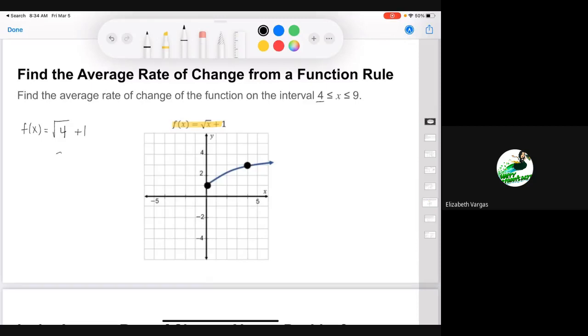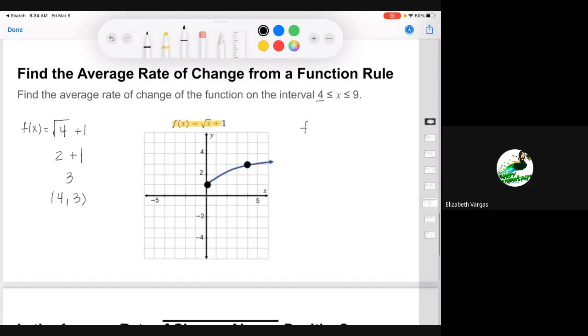The square root of 4 is 2. So 2 plus 1 gives me 3. So whenever my x is 4, my y is 3. Okay, I can do it now for the 9.